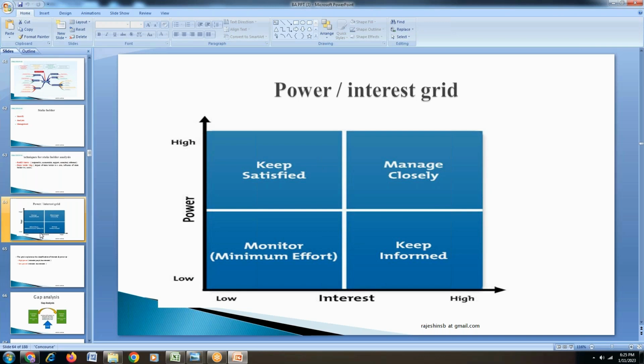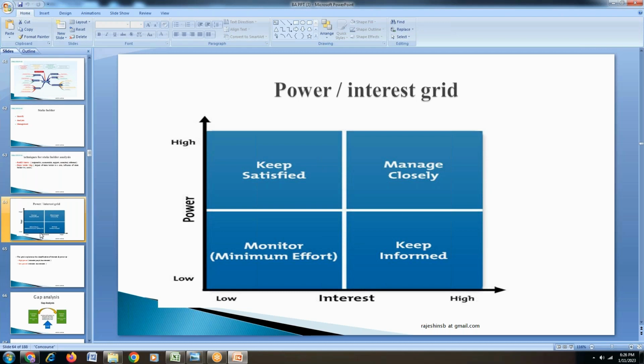Understood, Hassan? Clear? So the high power, high interested category people are the business owner, the project management team or project manager or program manager, the business analyst, followed by the architect. Those people are high power, high interested category people. So managing these people closely is essentially important. This is the first point.